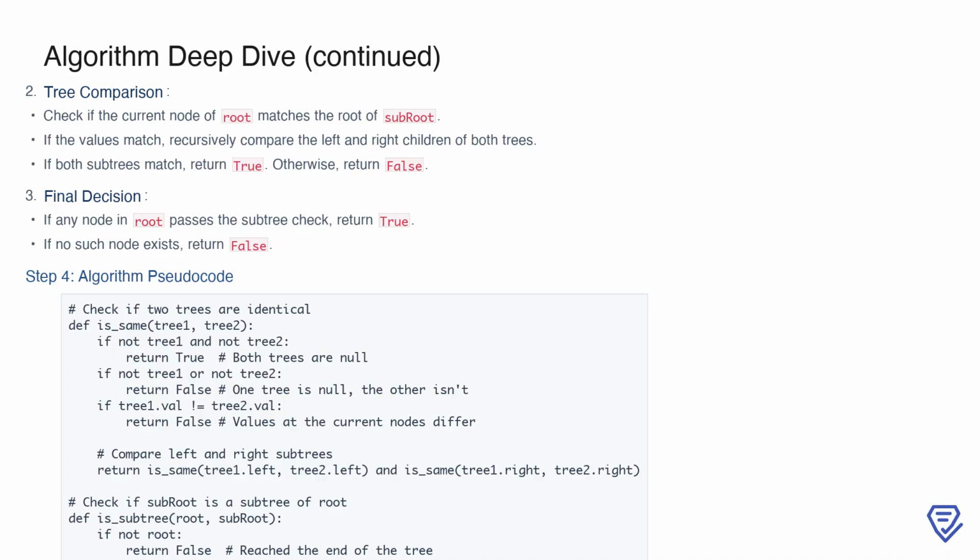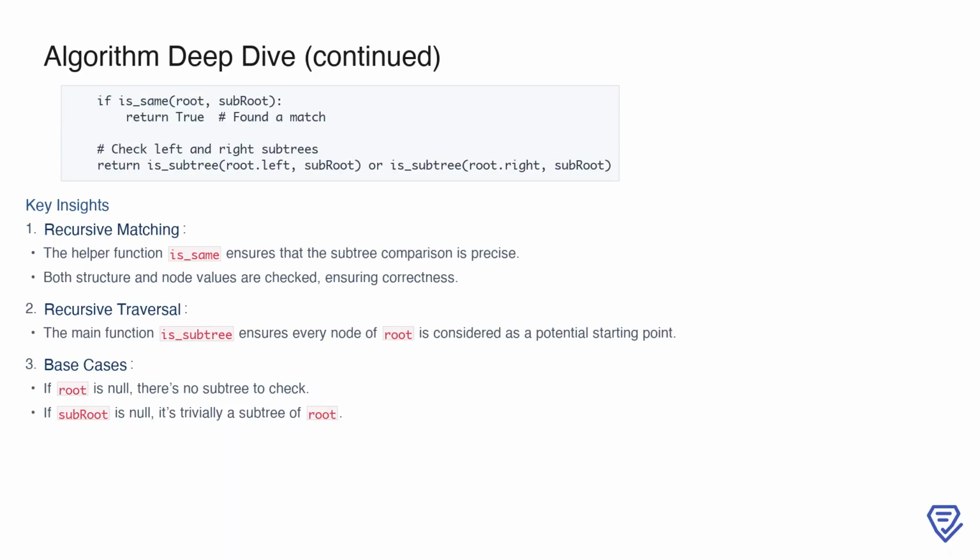To clarify this further, we can look at the pseudocode for the is_same helper function. This function checks if two trees are identical by comparing their root values and recursively ensuring their left and right subtrees match. Similarly, the is_subtree function navigates the root tree and uses is_same to verify if subroot matches at each step. Notice how the base cases handle scenarios where either tree is null, ensuring the algorithm doesn't fail in edge cases. In the pseudocode, the decision-making process becomes clearer.